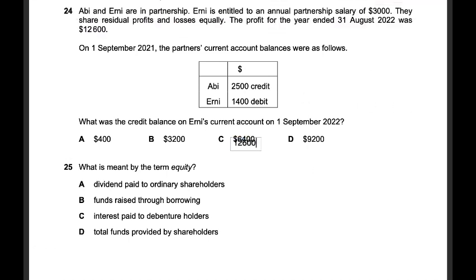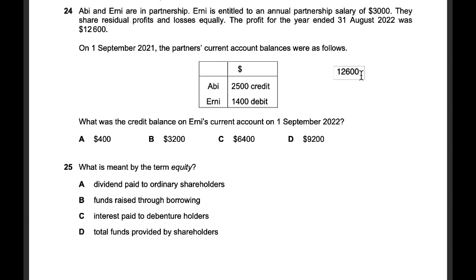$12,600. These were the current account balances. What was the credit balance on Ernie's current account? As previously explained, a credit balance on a current account is a positive in this situation. And a debit balance is negative.